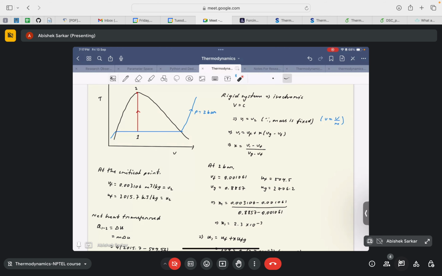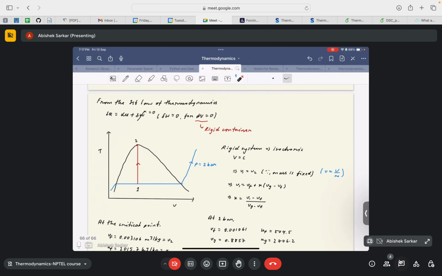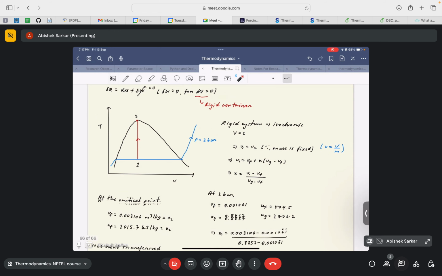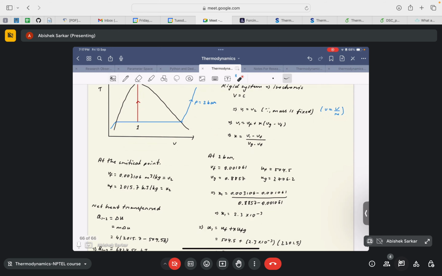Why are we finding the critical energy? Because we already got that the net heat applied to the system would be equal to the net change in internal energy. So we need to know the change in internal energy of the system. Now at 2 bar, because we already know V, we need to know the value of Vf and Vg at 2 bar, right?